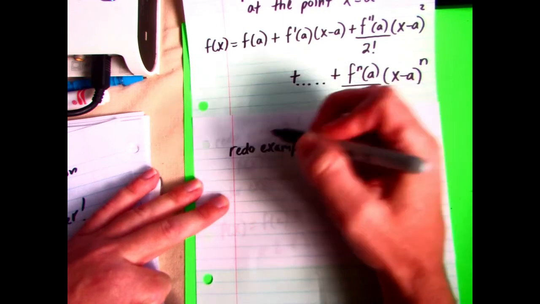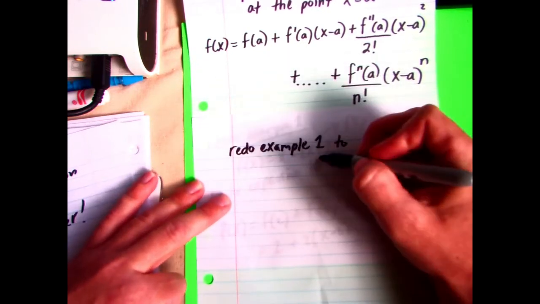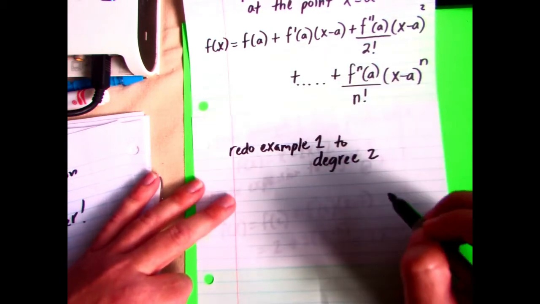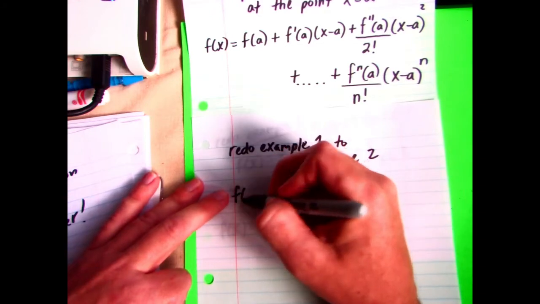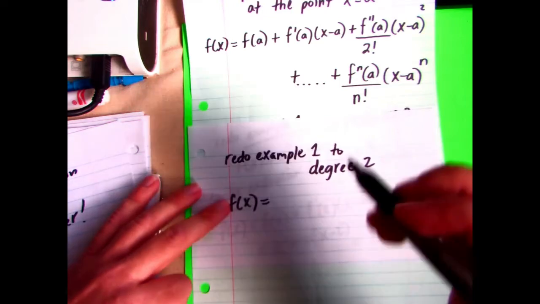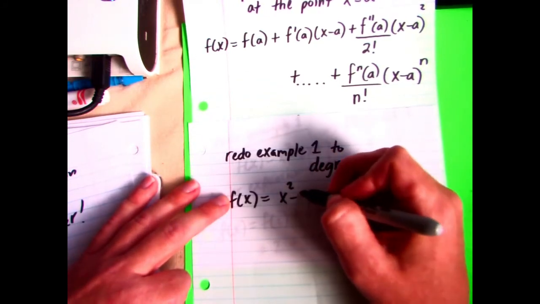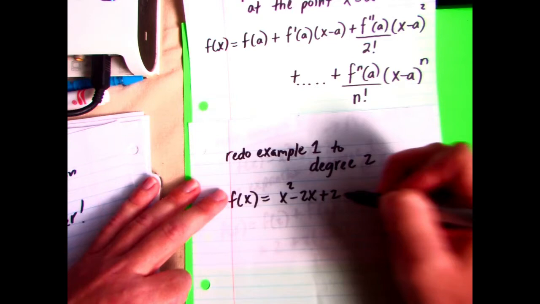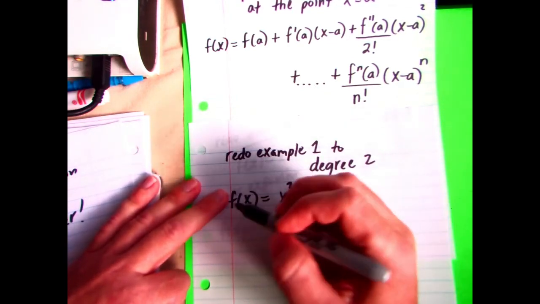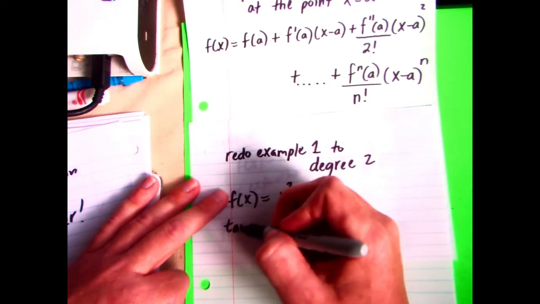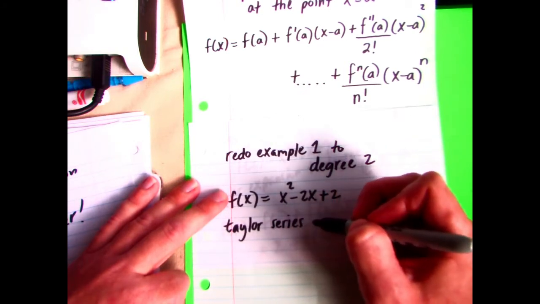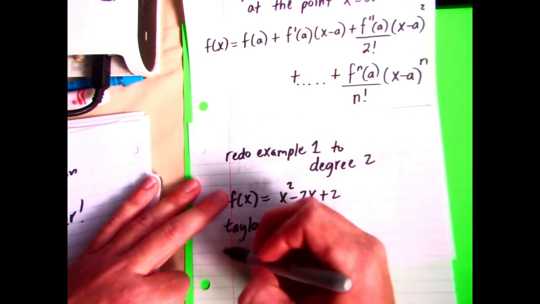So we're going to continue to use that f of x equals x squared minus 2x plus 2. But let's do it to degree 2. So we're going to get one more term in our Taylor polynomial, and it's going to end up being to degree 2. It's still centered around that same point of tangency when x equals 2.